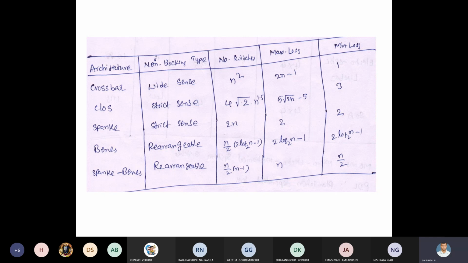What is the minimum loss? The minimum loss for crossbar switching is 1. For Clos network it is 3. And Spanke network is 2. For Benes network it is 2 log base 2 n minus 1. And Spanke-Benes network is n by 2.